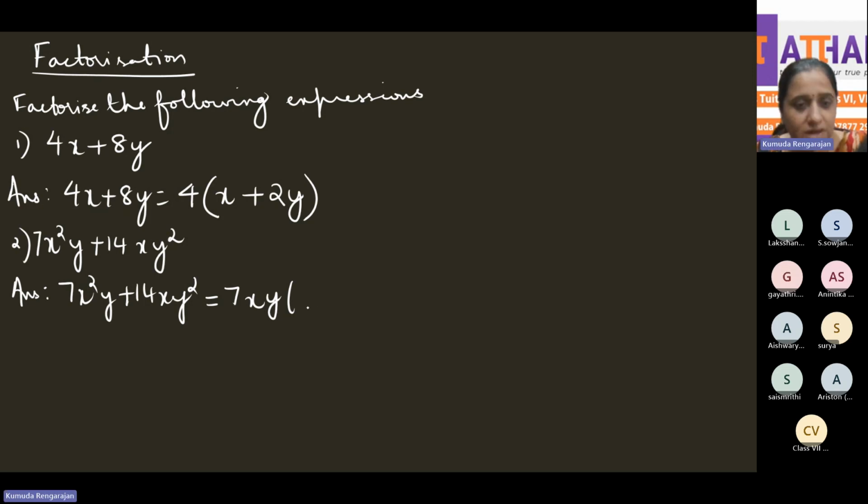Is this? Yeah, so the HCF is 7xy. So then in the bracket, 7xy into what is 7x squared y? Plus 7xy into what is 14xy squared. So 7 2s are 14, then 2y into y.